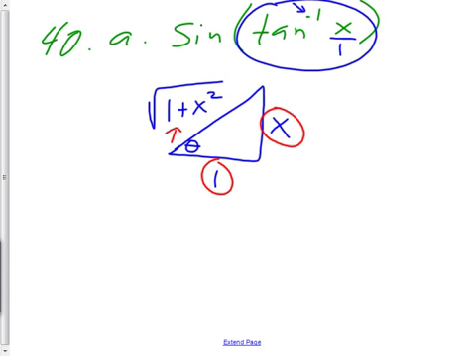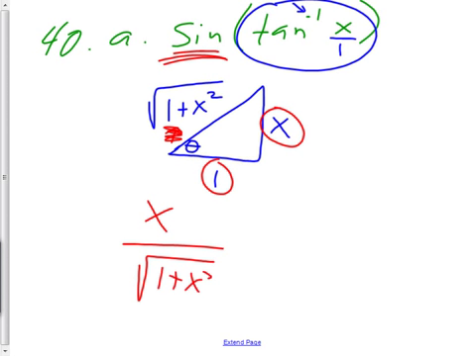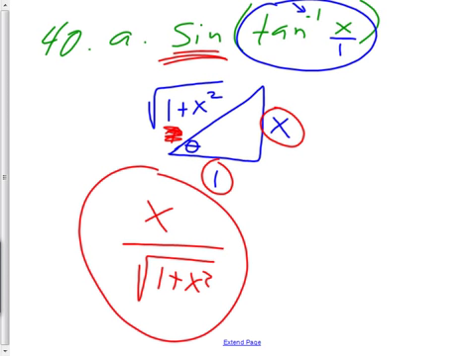All right, so now I got my sides. And now what do they want to know? They want to know the sine of that. See? Sine of that same angle. What's the sine of that? Sine is opposite over hypotenuse. X over, what's the hypotenuse? Square root of 1 plus x squared. And in the old days, we would have made you rationalize that denominator, but not anymore. So you can just leave it like that.